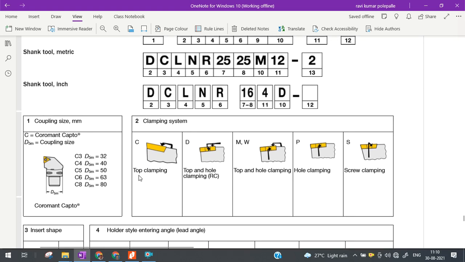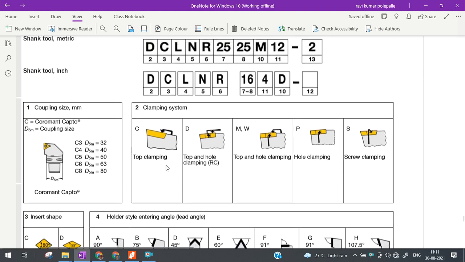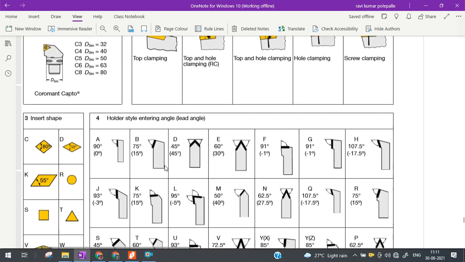The second one, clamping system. How we clamp. So we can clamp it from the top by having a bridge clamp or a clamp with a leg. Another information is tool top and hole clamping, screw clamping. So any of these types of clamping methods can be used.